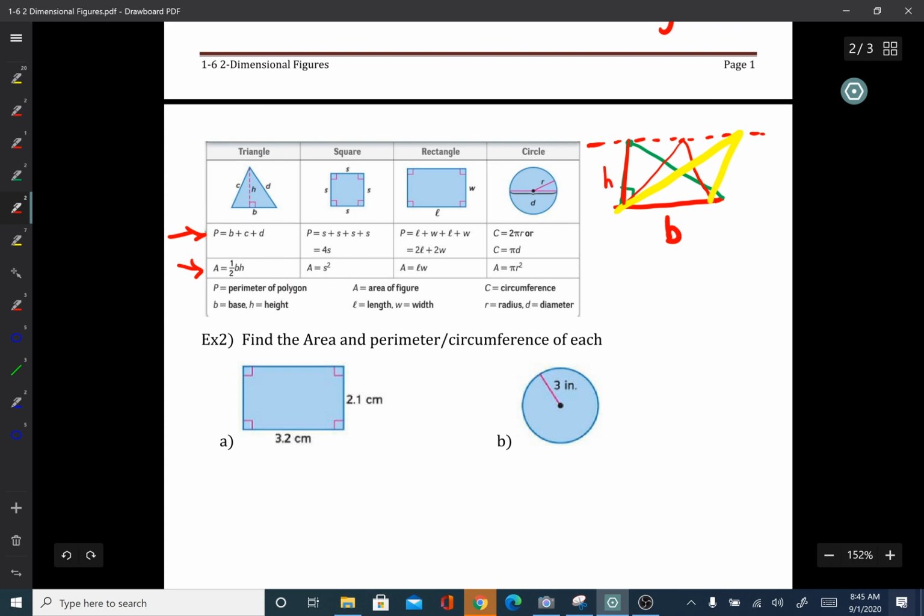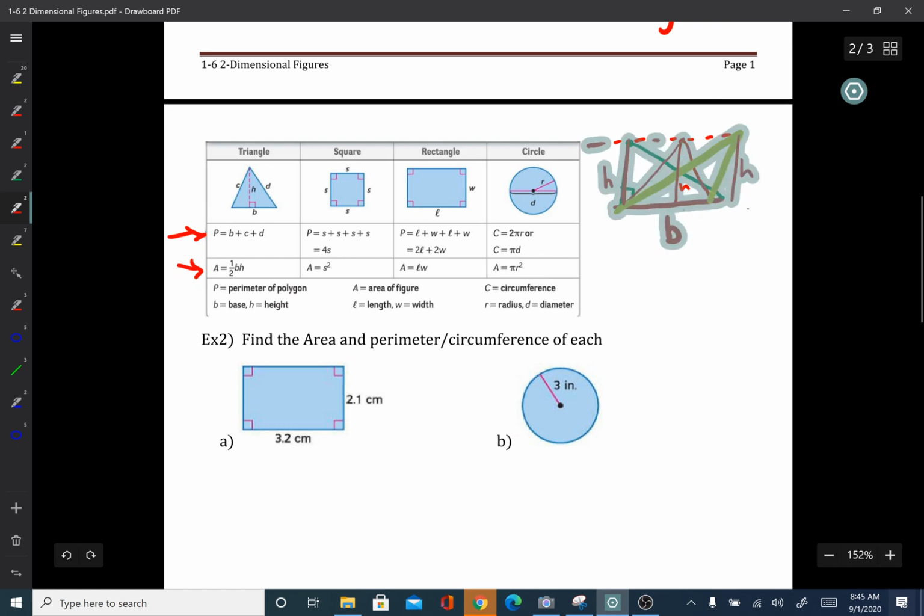This is the height, this is the height, this is the height. They all have the same height. They all have the same base, they all have the same height. No matter where I put it on this line, the areas are going to be equal, all right? So how do I measure the height?